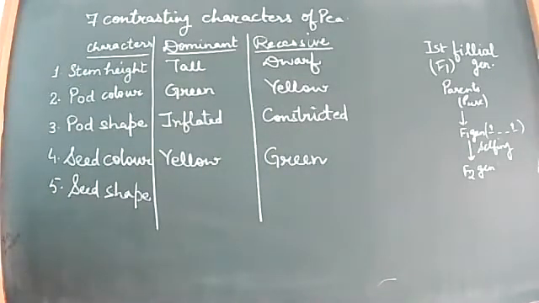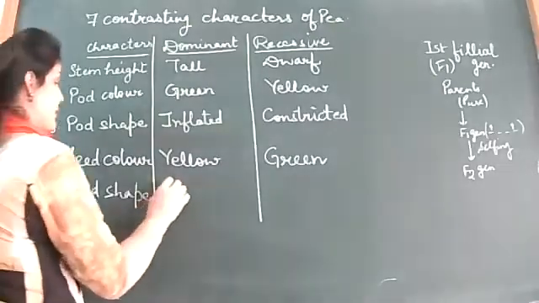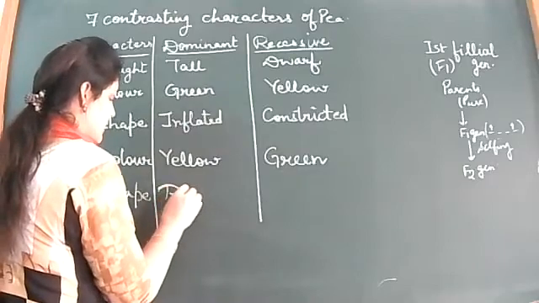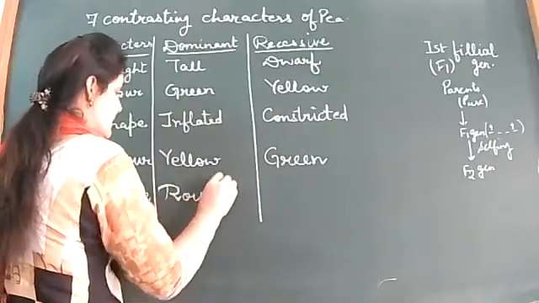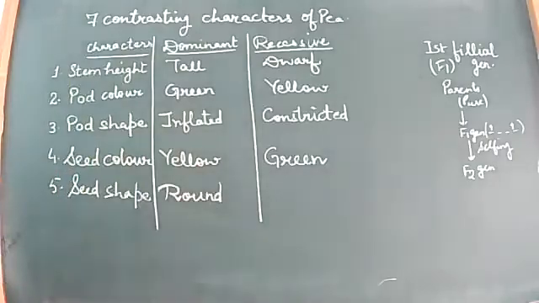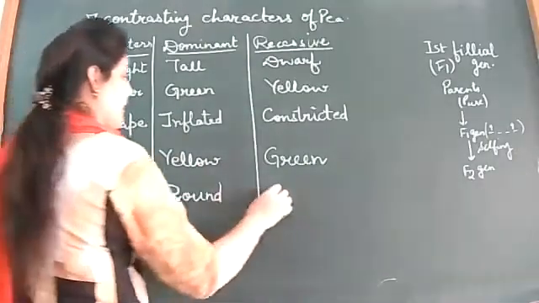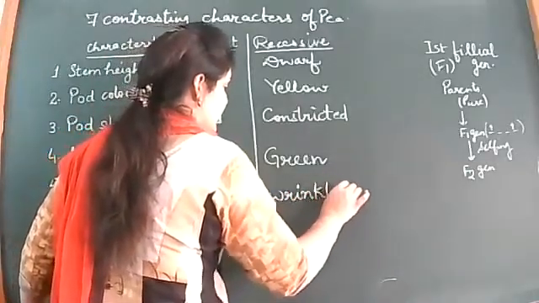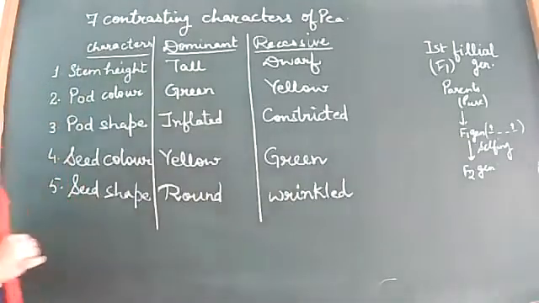Green is less common and yellow is more common. Then seed shape. When you eat the peas, they are more of the round ones than the flattened ones. So round is the feature which is more common, and wrinkled is the feature which is less common. So it is a recessive feature, right?